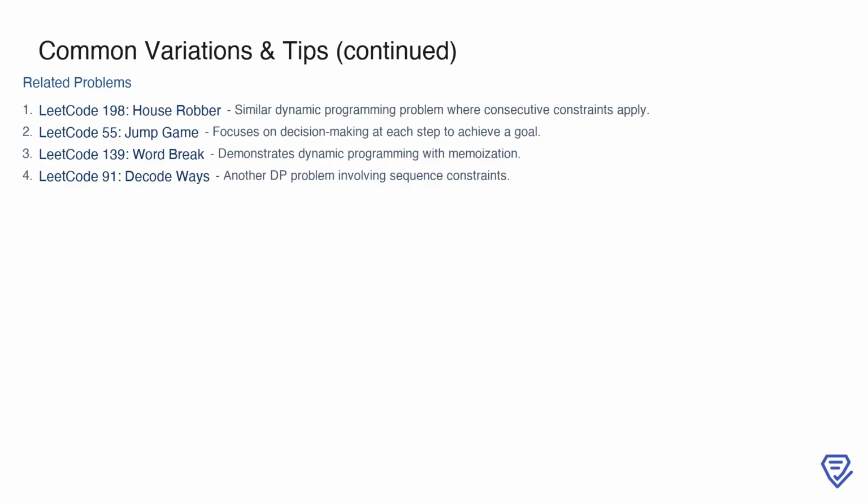Another useful problem is LeetCode 139, Word Break, which demonstrates how to use dynamic programming with memoization to solve problems involving sequences. Finally, LeetCode 91, Decode Ways, is another dynamic programming problem that deals with constraints on sequences, making it an excellent example for understanding how to approach problems with similar characteristics. Studying these problems can help you recognize patterns and refine your approach to solving constraint-based challenges.